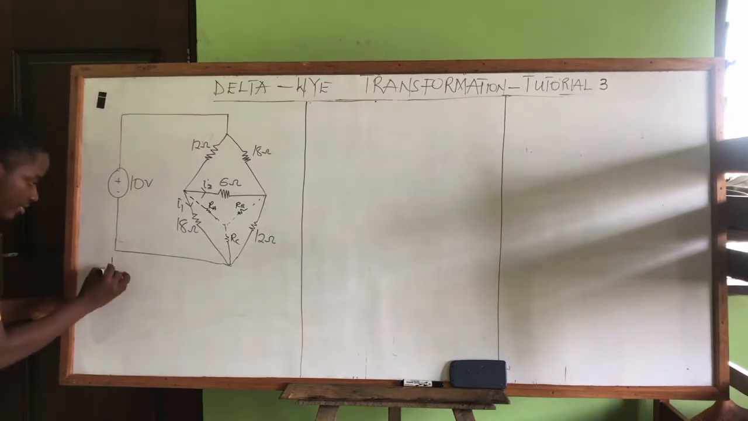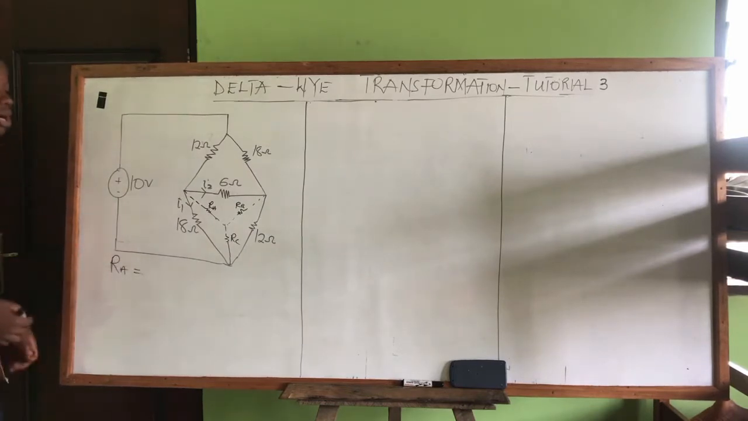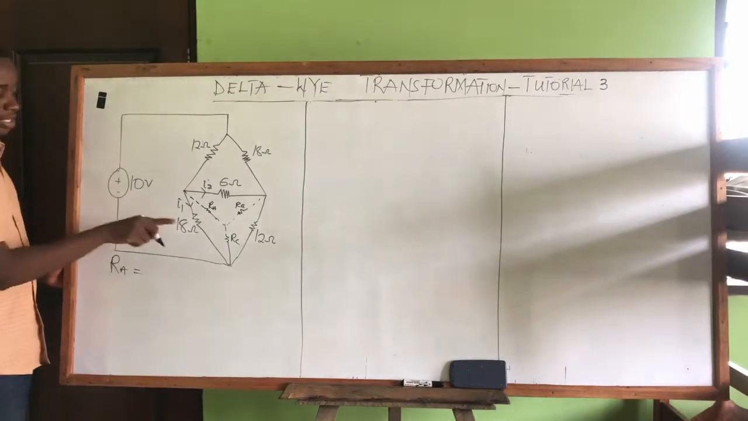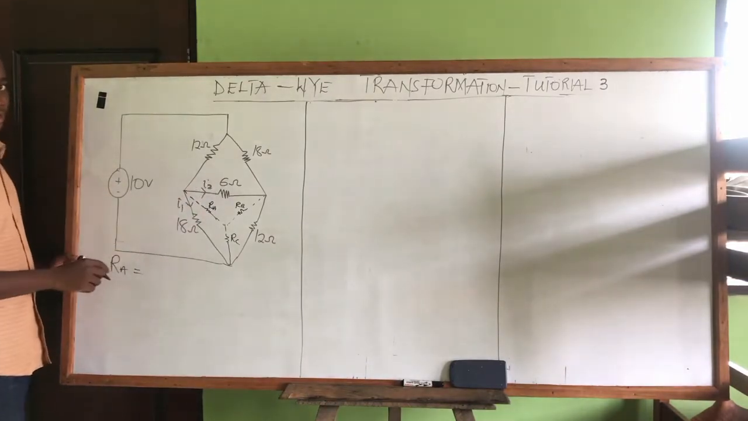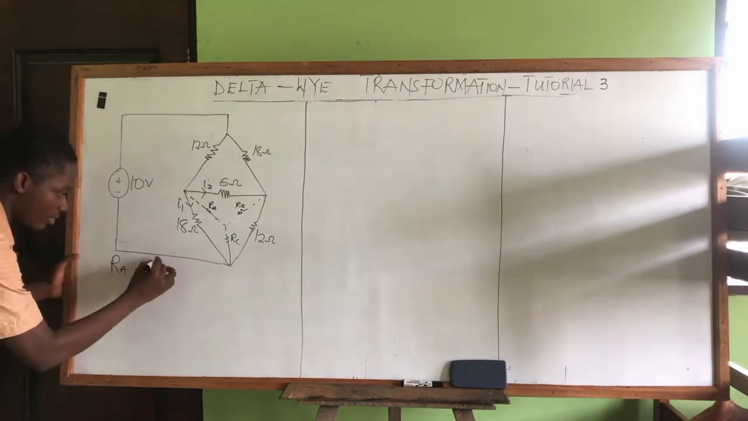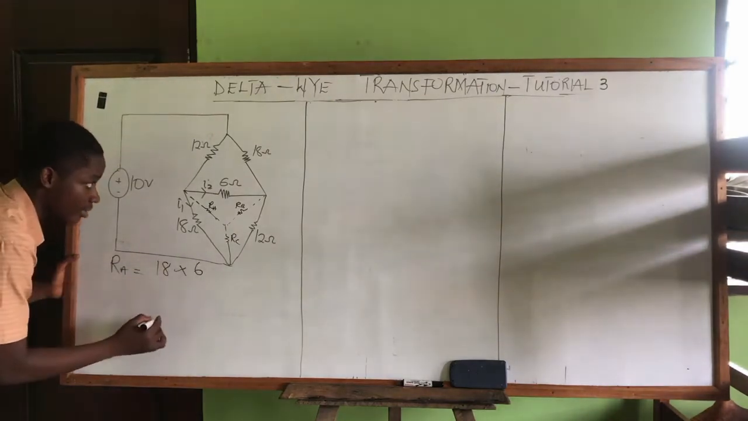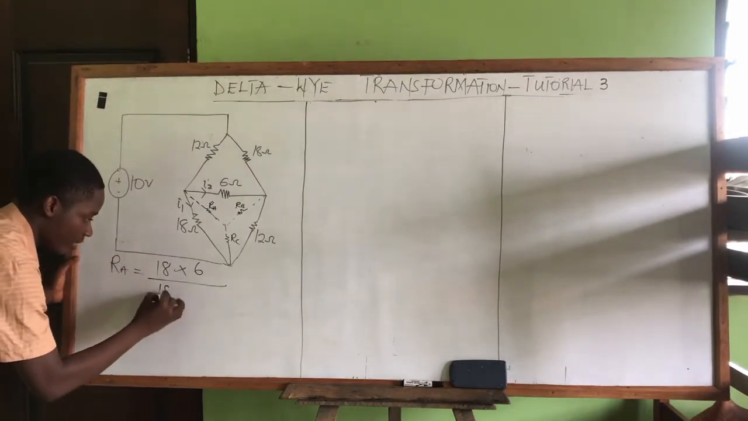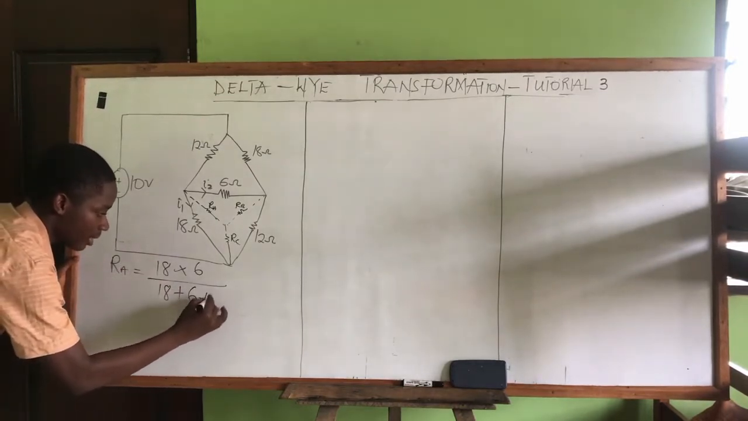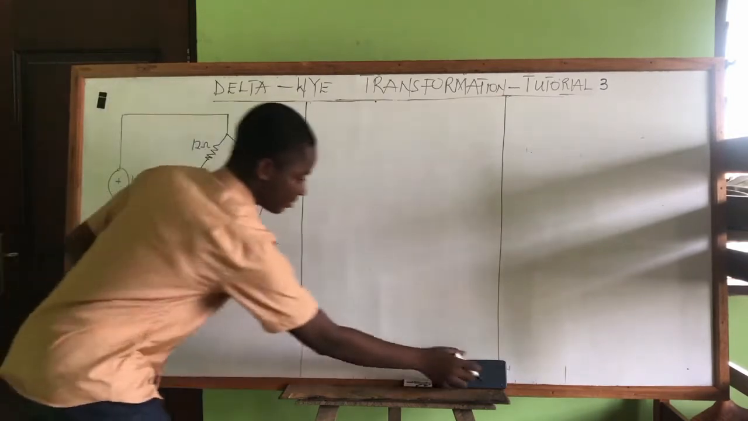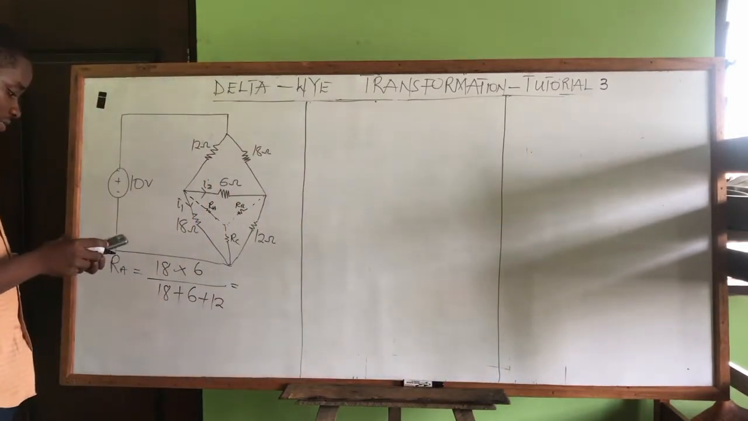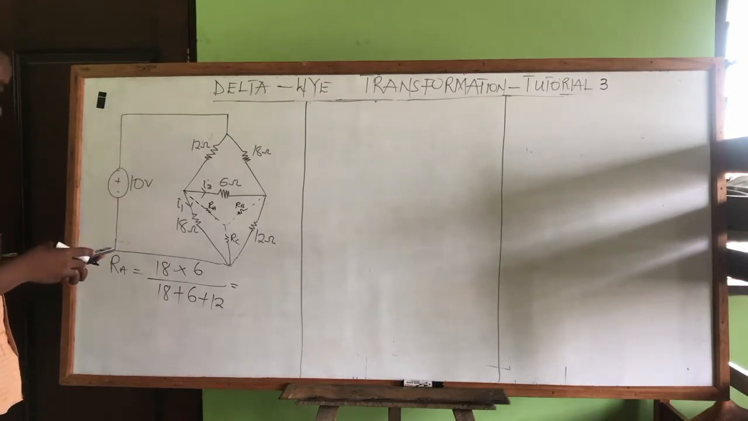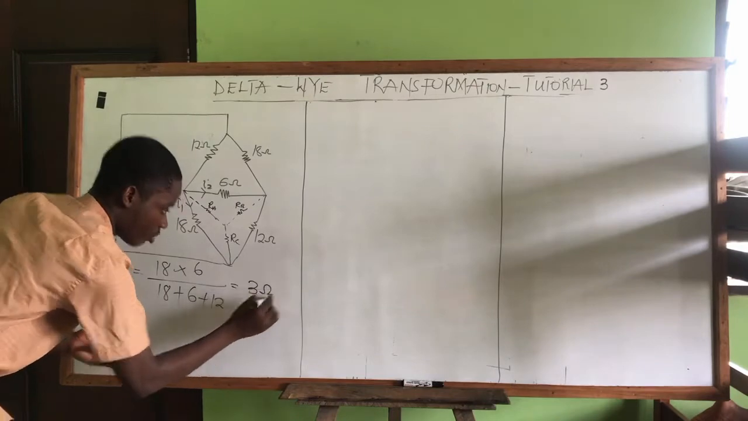So what is RA giving us? Now you all know how to use the formula, so let's go straight forward. RA is between two delta values, 18 and 6, so we multiply those two values: 18 by 6, divided by the summation of the delta values, 18 plus 6 plus 12, which gives us 3 ohms.